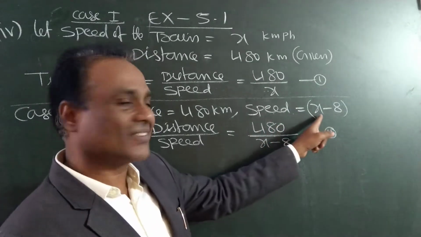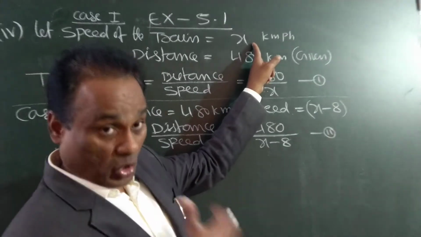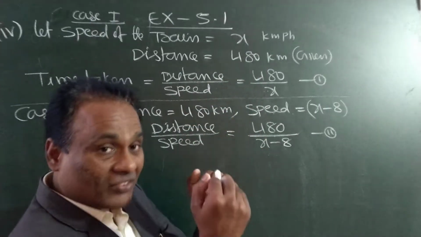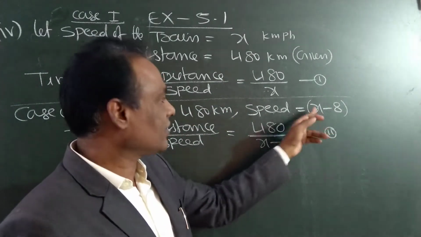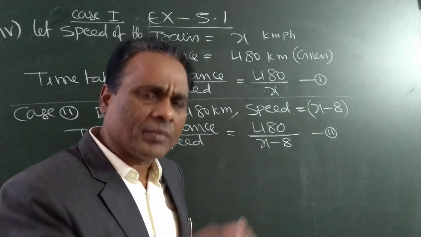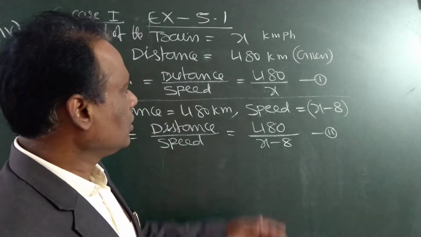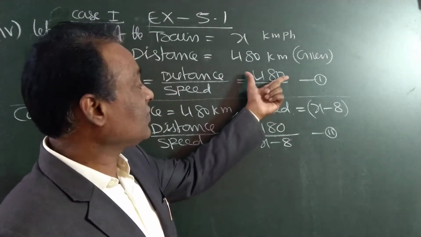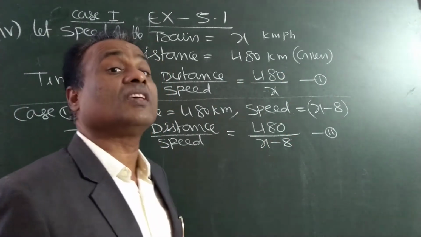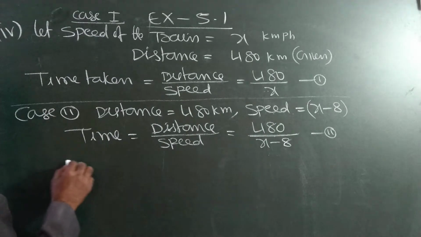Because speed is decreased, no? Originally it is x kilometers per hour, but 8 kilometers decreased. So if speed decreases, it will take more time. How much extra time has it taken? 3 hours. It is given in the question. This time minus this time, the difference in the timings is 3 hours.